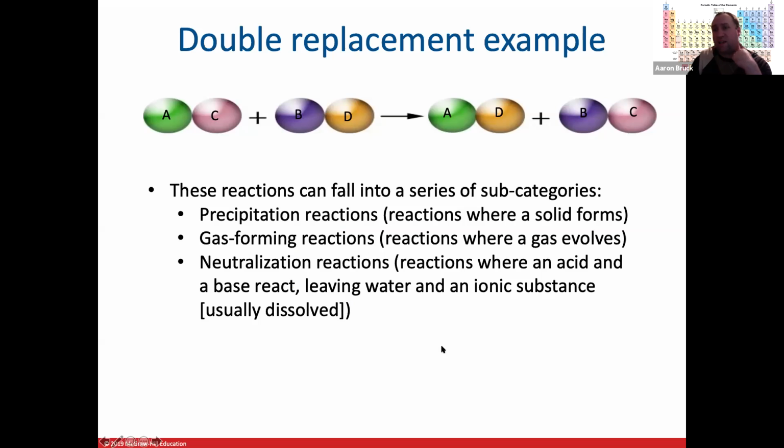And so, as I said, the way that we can tell that a neutralization or any kind of double replacement reaction is actually occurring is it's going to fall into one of these three subcategories. We're either going to find a solid form, a precipitation. We're going to have a gas formation, so we're going to see bubbling. Or we're going to have a neutralization reaction where we get as a result of the neutralization, water and a salt, and the salt compound, the ionic compound, is usually dissolved in water.